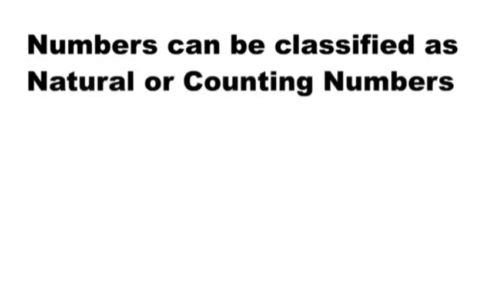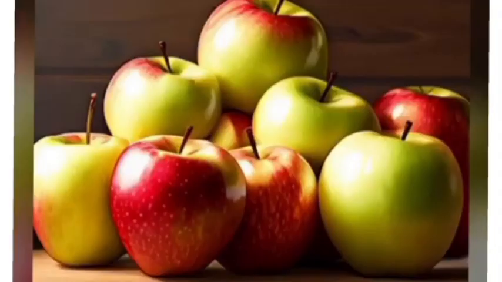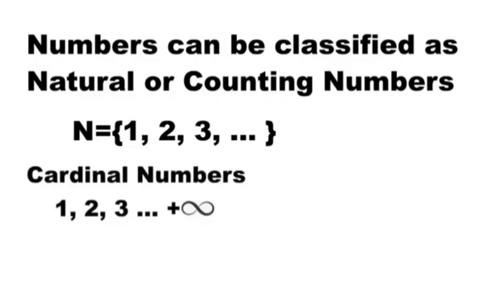The classification of numbers. Numbers can be classified as, first, the natural or counting numbers, represented by the letter N, from 1, 2, 3 to positive infinity. Natural counting numbers start from 1. We count things from 1, 2, 3, 4, and so on. That is counting numbers, and the counting numbers are the cardinal numbers.